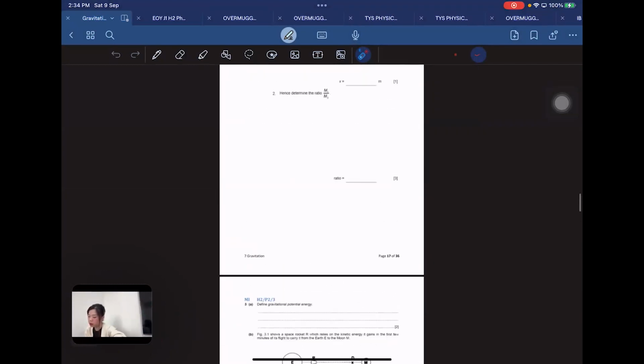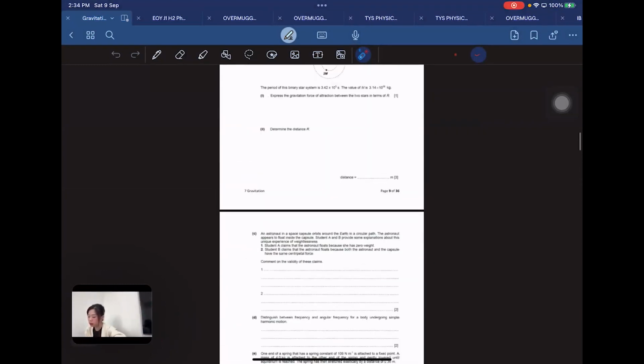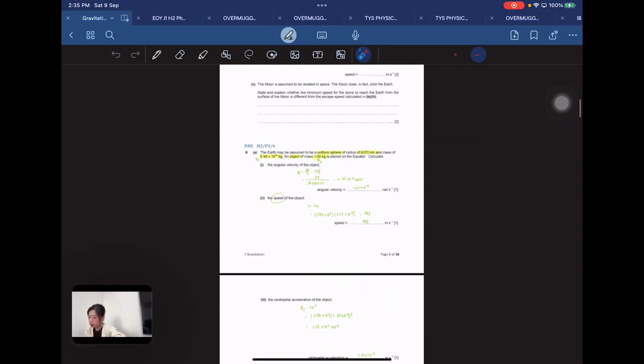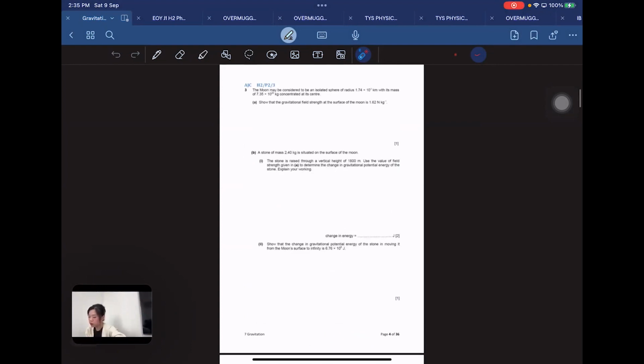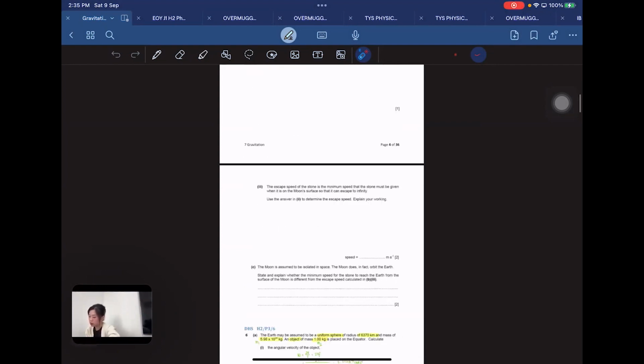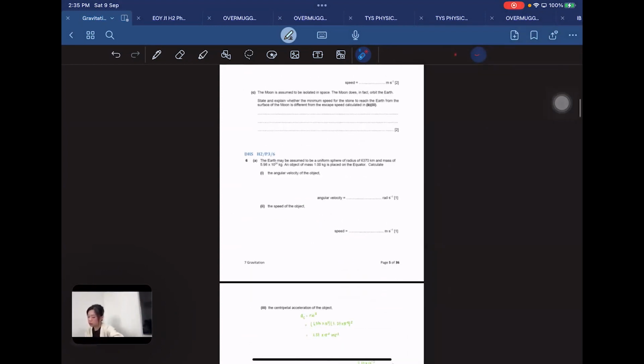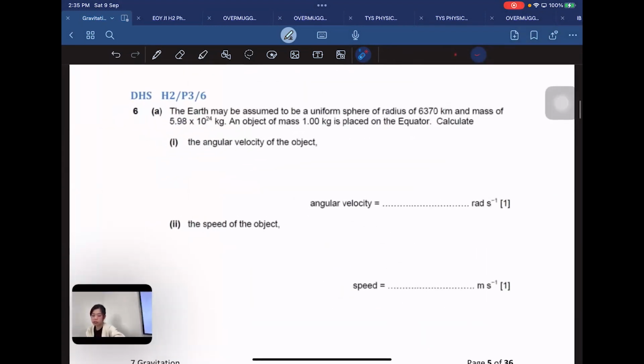Can you open up the questions? And can you take a look at page 5? Daman Hai's question. And attempt the question. I'll give you a while to attempt the question, then I'll go through. It's a pretty long question, but it's a straightforward question.